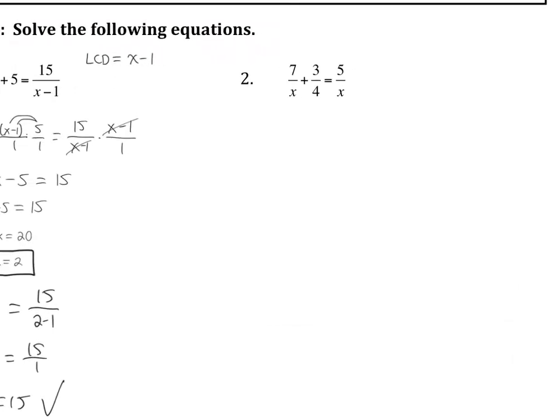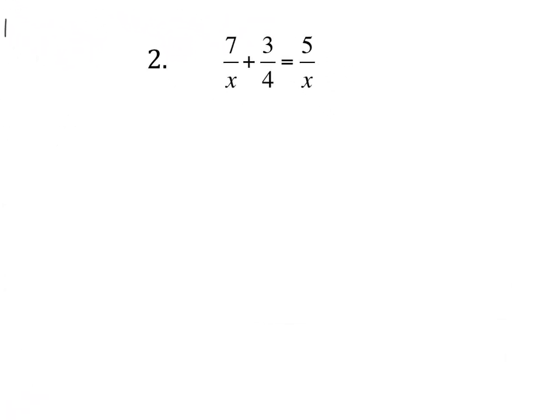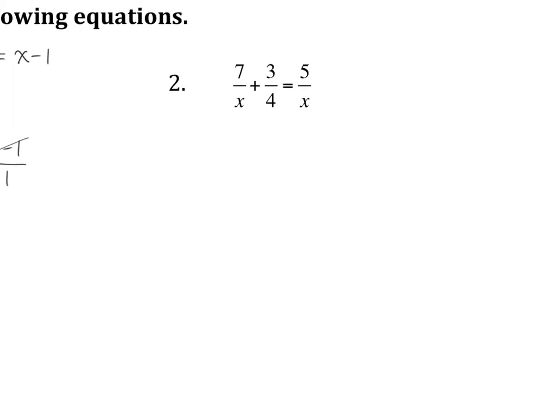All right, let's try number 2. Number 2, we have 7 over x plus 3 over 4 equals 5 over x. So, can we factor any of the denominators here or no? We cannot. Now we need to find a least common denominator, which is going to equal what? Well, I see a 4 down there, and I also see an x. We need to multiply by 4 and x. Those are all the factors that we have down there, okay? So now we're going to multiply every term by 4x.